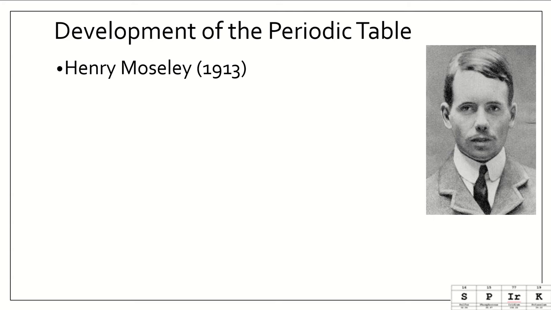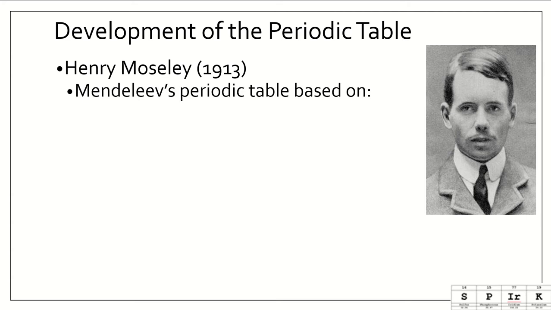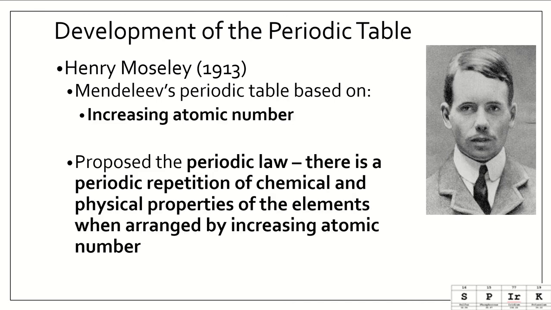Henry Moseley was a guy that we talked about when we talked about the discovery of the atom, so he comes back into play here. Mendeleev's periodic table was based on increasing atomic number, and the atomic number was discovered by Henry Moseley. Remember that he said that the atomic number is equal to the number of protons. But Henry Moseley proposed the periodic law, and the periodic law says that there is a periodic repetition of chemical and physical properties of the elements when arranged by increasing atomic number.